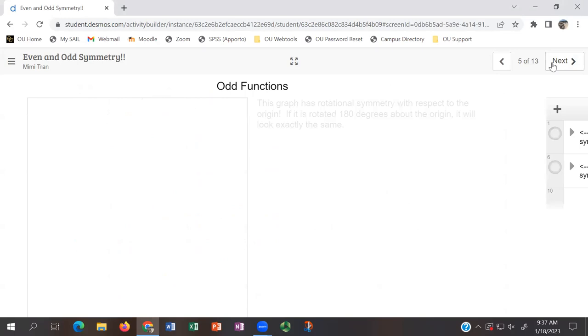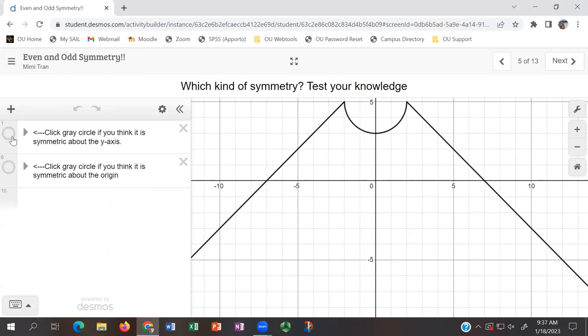Which one, even or odd? Even. As you can see right there, if I flip it around, this would match up with the original function, right? Now, if someone clicked odd, as you can see, if you rotate around the origin, it doesn't match up with the original, right? So you know that it's not odd.